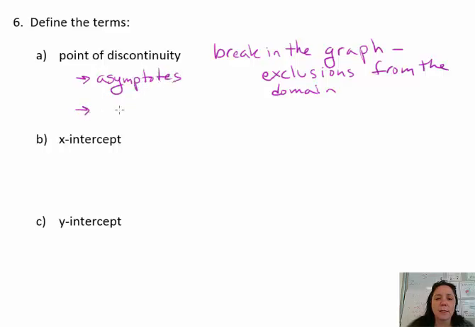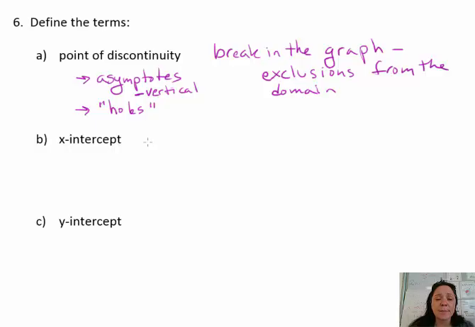And our points of discontinuity, in particular, from the point of view of the domain, it's going to occur at our asymptote that breaks in the x, so at our vertical asymptote. And it's going to occur where we have holes in the graph, our little point discontinuities.